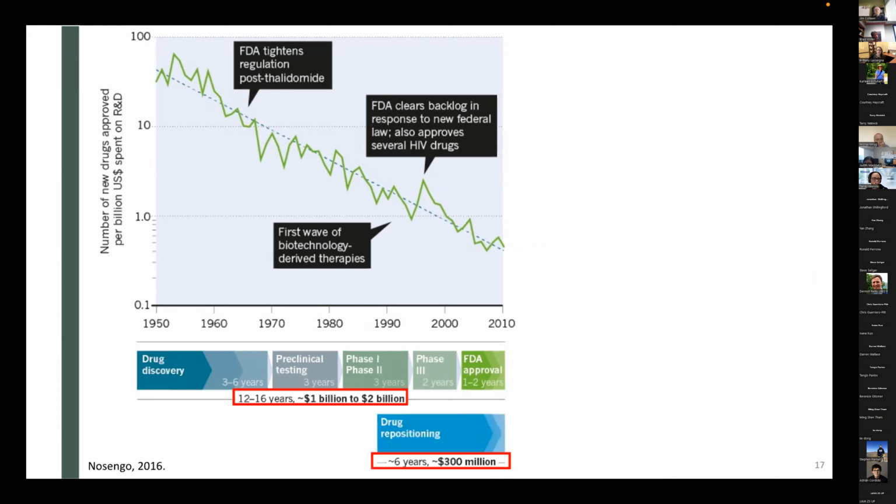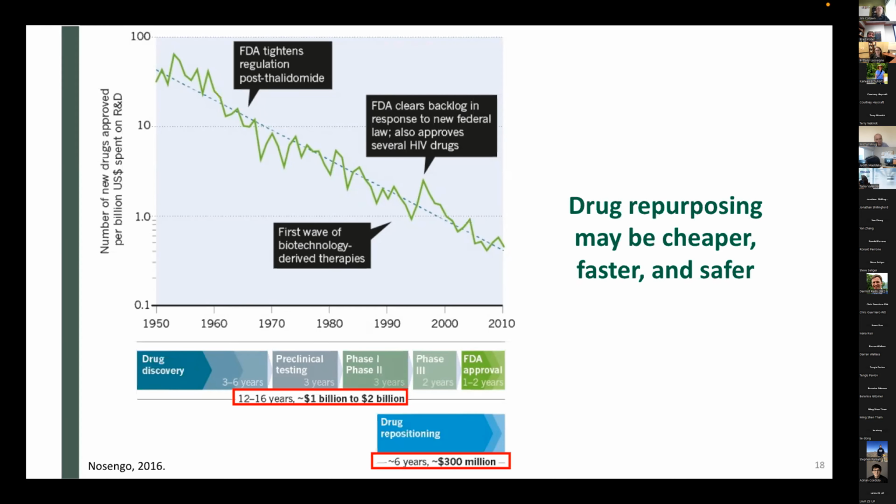If we look at something that is repurposing or repositioning, so trying to identify new uses for already approved drugs, this has the potential to really cut both our time and cost. So drug repositioning takes somewhere between half to a third of the time and less than a third of the money. So it's a real time saver and a real cost saver. So drug repurposing might be cheaper, faster, and safer. So we have lower cost, faster FDA approval, and reduced risk of failure because these drugs all already have safety profiles.